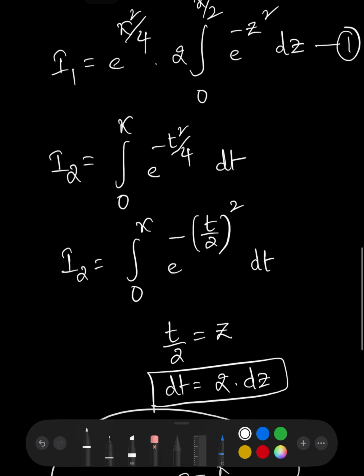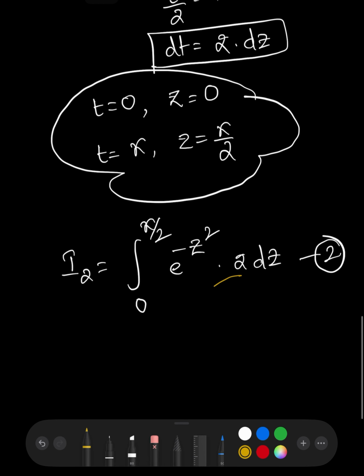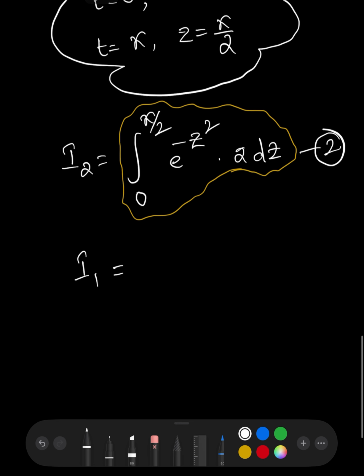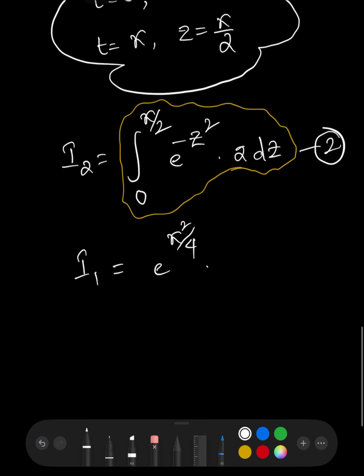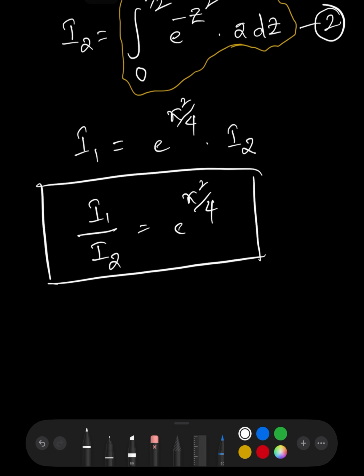Now if you observe the first expression, 2 times the integral from 0 to x/2 of e^(-z²) dz, this is also 2 times the integral from 0 to x/2, which is nothing but I2. So from the first one, I1 equals e^(x²/4) times the remaining term, which is I2. So I1/I2 equals e^(x²/4). Thank you.